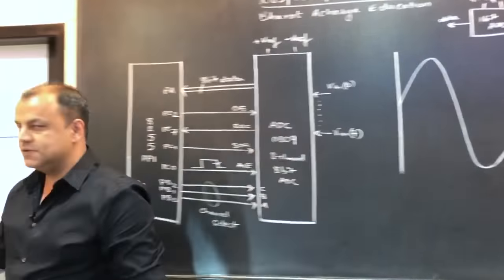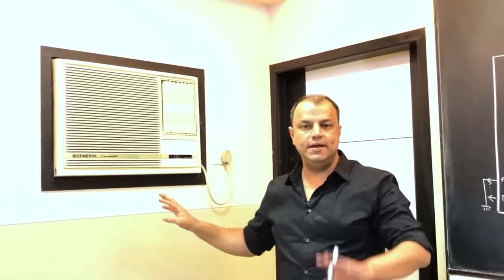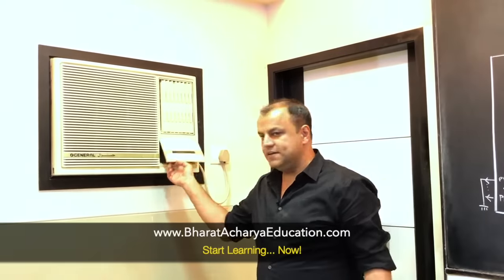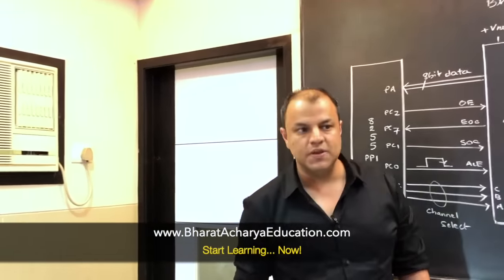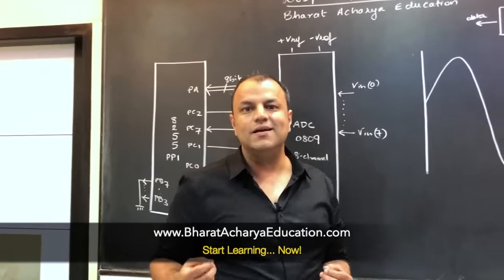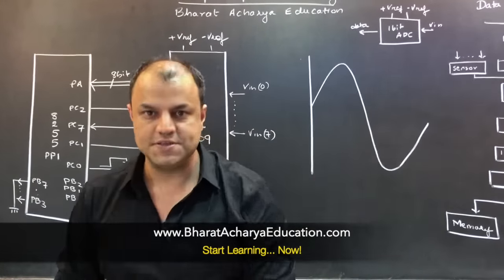Let's take more examples. Now, we have an air conditioner. Suppose I have set the temperature to 20 degrees. Okay. Now, how does the AC sense the temperature? Inside the AC, there is something called a thermostat, a thermistor. A thermistor is basically a resistor whose resistance changes as the temperature changes.